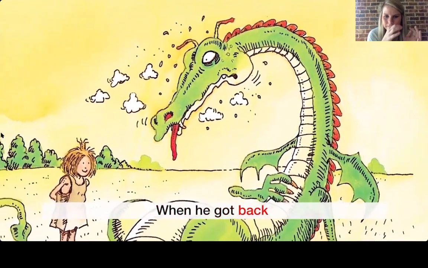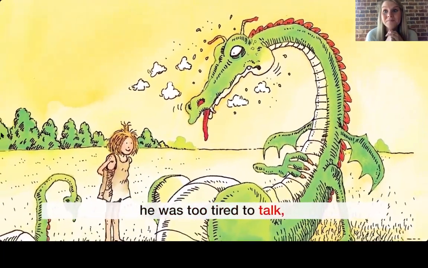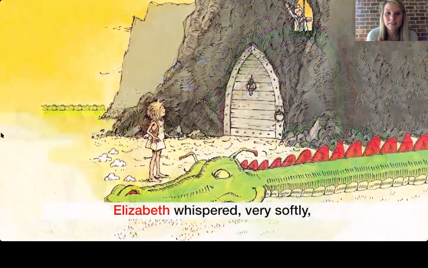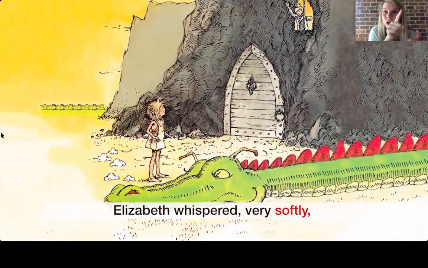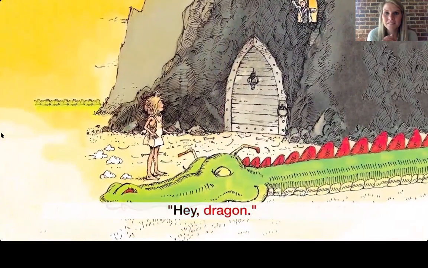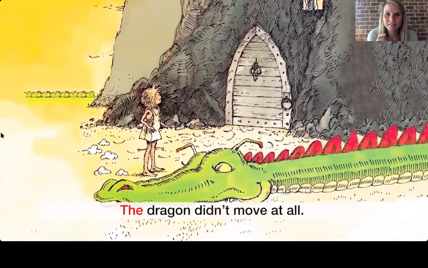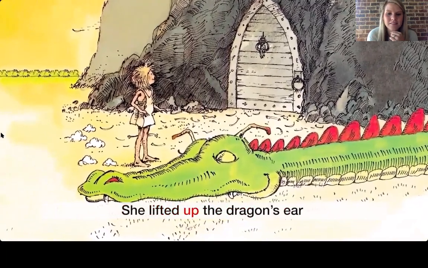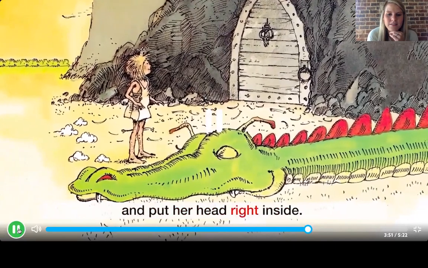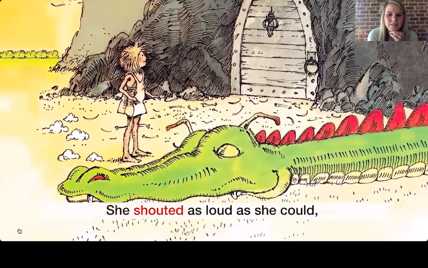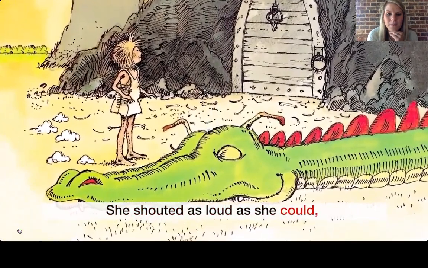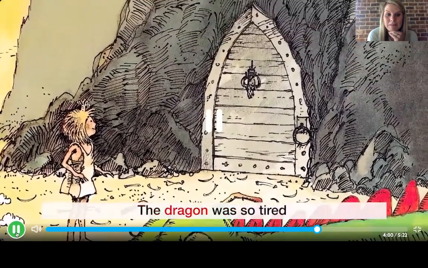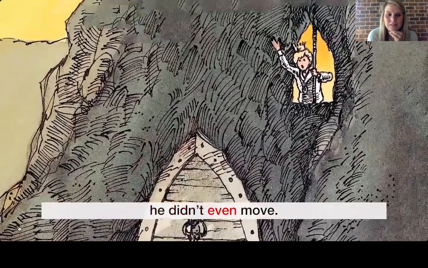When he got back, he was too tired to talk, and he lay down and went straight to sleep. Uh-oh. Elizabeth whispered very softly, "Hey, dragon." The dragon didn't move at all. She lifted up the dragon's ear and put her head right inside. She shouted as loud as she could, "Hey, dragon!" The dragon was so tired he didn't even move.